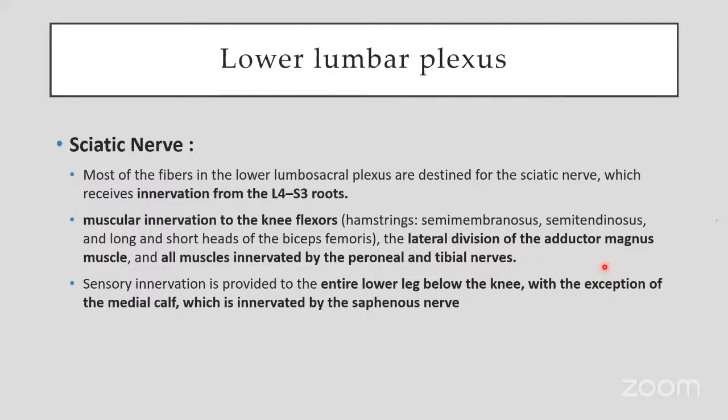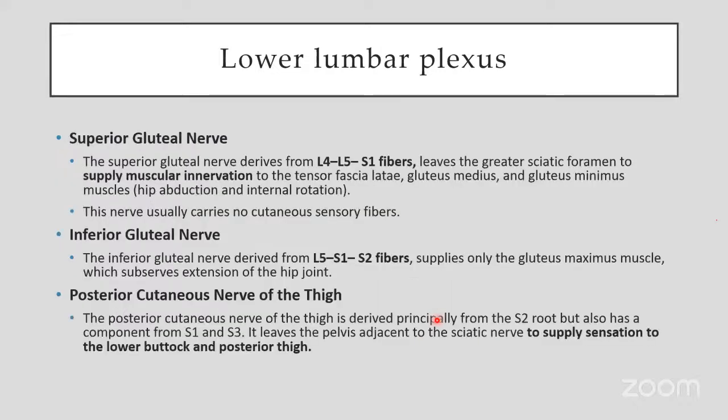The sciatic nerve arises from L4 to S3 roots. It provides muscular innervation to the knee flexors, that is the hamstrings: semimembranosus, semitendinosus, long and short heads of biceps femoris, the lateral division of adductor magnus, and all muscles innervated by the peroneal and tibial nerves. The knee flexors, a small part of the adductor compartment, and all the muscles of the leg, that is the peroneal and tibial nerve, are supplied by the sciatic nerve. Sensory innervation is provided to the entire lower leg below the knee, with the exception of the medial calf, which is innervated by the saphenous nerve.